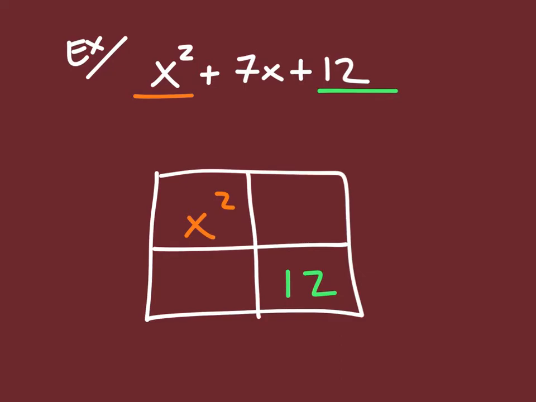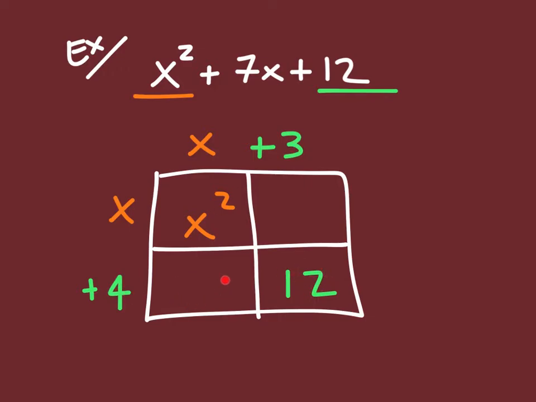I say, okay, what two things are going to multiply to give me x squared? That's going to be x times x. So those are going to go up here, x and x. Then I ask myself, what two numbers are going to multiply together to give me 12? You have a lot of options, but we also want these two boxes here to add to 7. Let me show you what I mean. If we do 3 and 4, those two numbers multiply to 12. So 3 times 4 gives you 12.